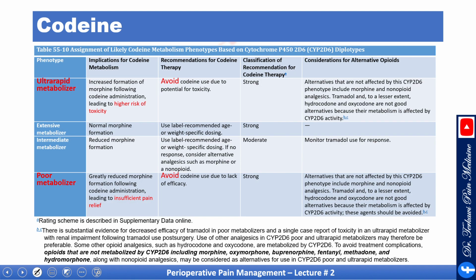And as I mentioned, we have to be careful with codeine, especially because we have potentially two unique populations. The ultra-rapid metabolizer, which puts these people at a high risk of toxicity, and the poor metabolizer, who basically don't get benefit from this. So you should avoid giving codeine in these two populations. We'll see the same thing in a minute for tramadol.